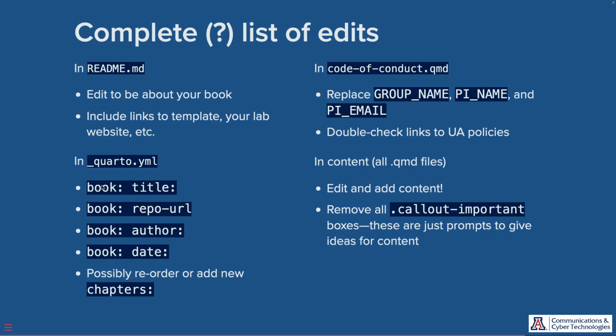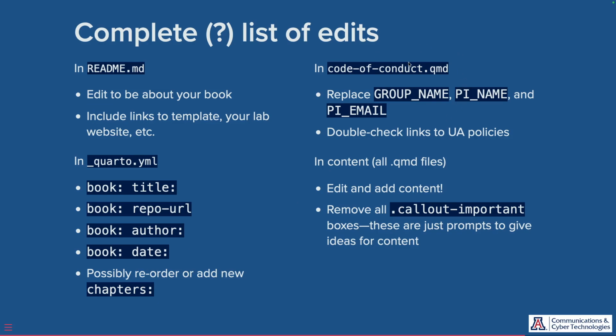Other stuff. In the _quarto.yml, we edited the title, the repo URL. We edited the author name. I didn't put in my ORCID ID. That is optional, by the way. And you can add other authors too. I recommend you add anybody who contributes to the book as an author or have them do that themselves. Date, I think, actually says today, and you don't have to change that if you don't want to, but you might. You might want to add chapters, reorder them, rename them, whatever.